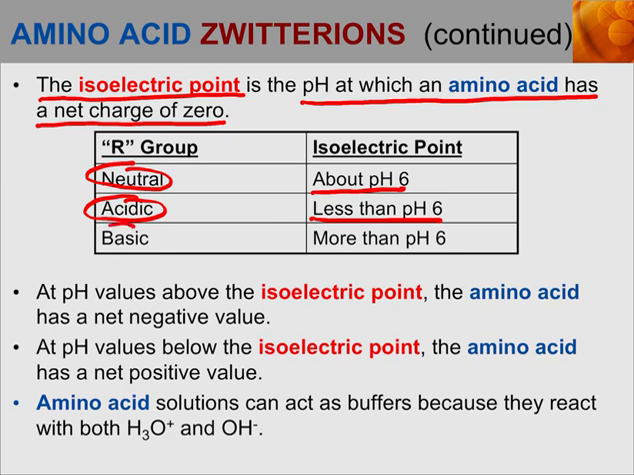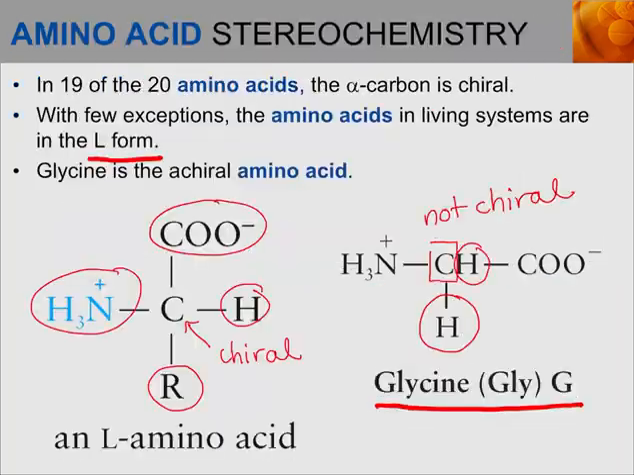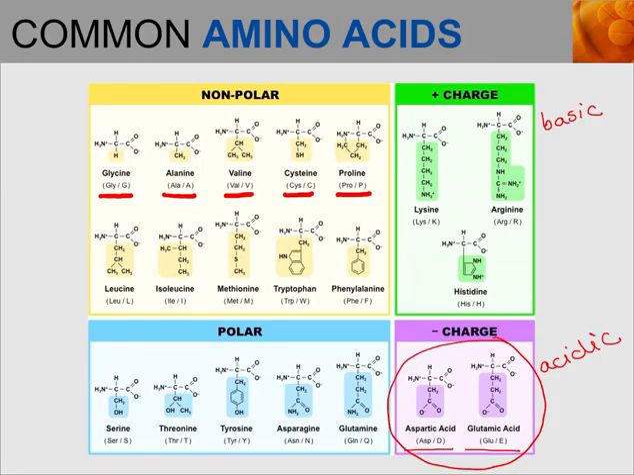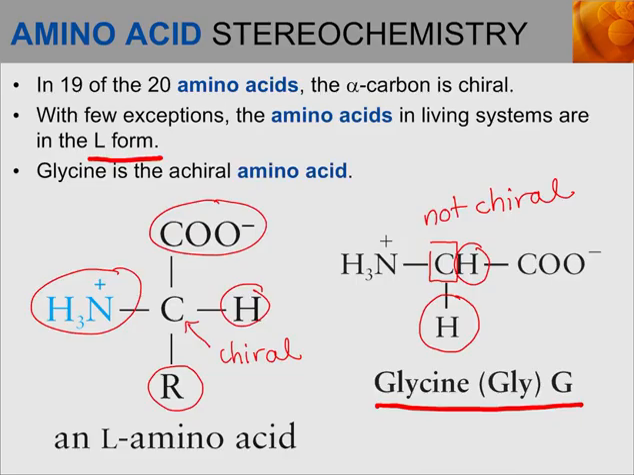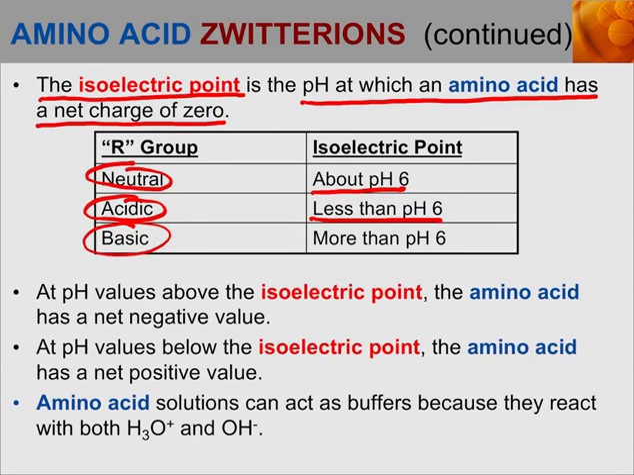And then if you have a basic R group, so that would be pretty much anything with a bunch of nitrogens. If we look at lysine, arginine, histidine, notice that there are these nitrogens in the side chain, and they're capable of taking on an extra proton. So their isoelectric point, where they have a net charge of 0, would be more than a pH of 6.